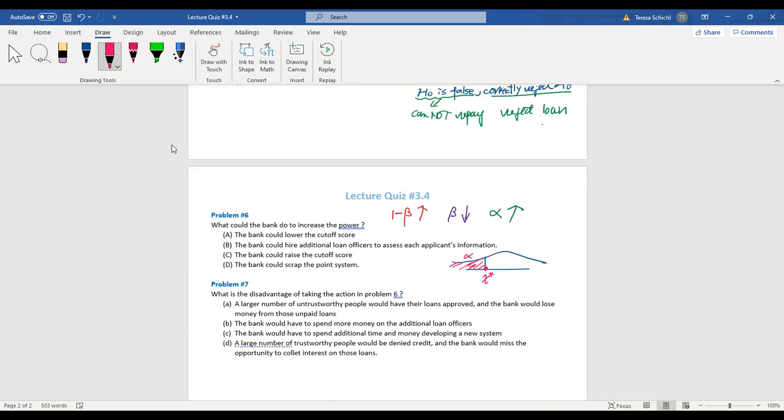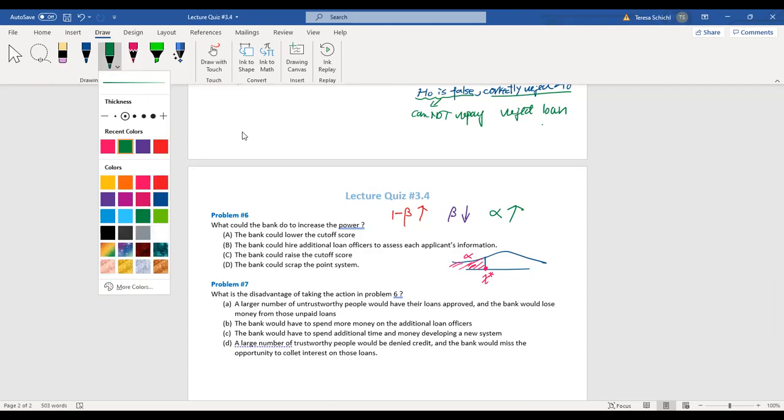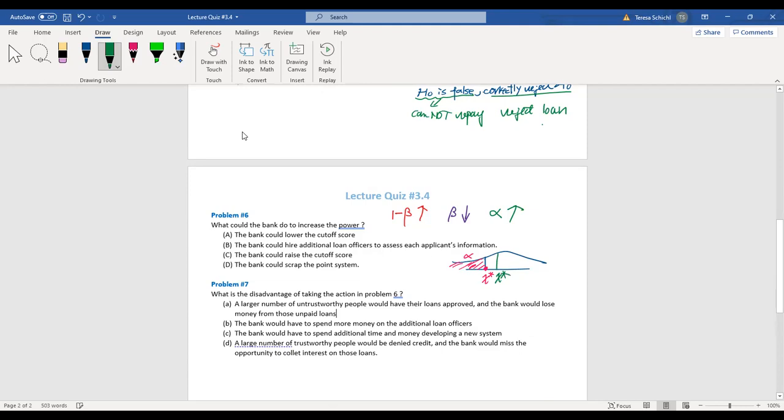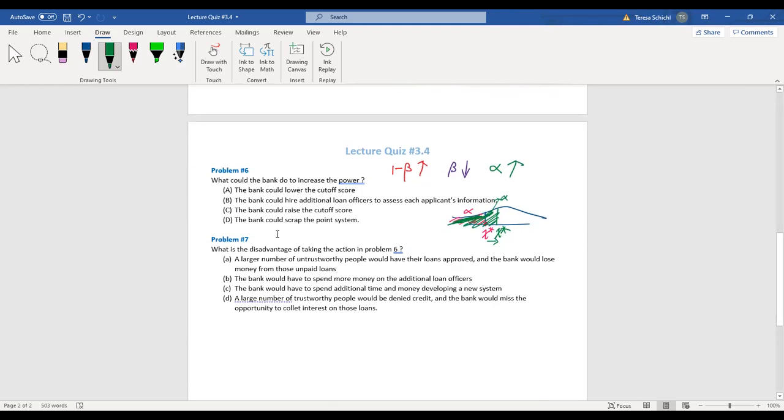In order to have the alpha value increase, I need to move this a little bit over here. X star is here, so my green area will be bigger. This is my new alpha, bigger than the pink area. When you move over here, what does that mean? That means you want to raise your cutoff point. So what is the answer? The bank could raise the cutoff score.